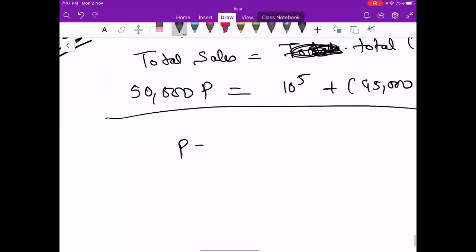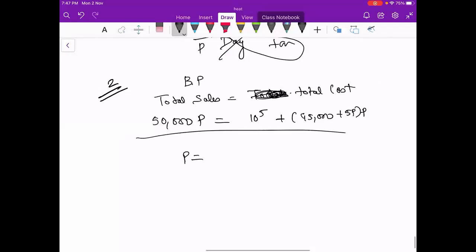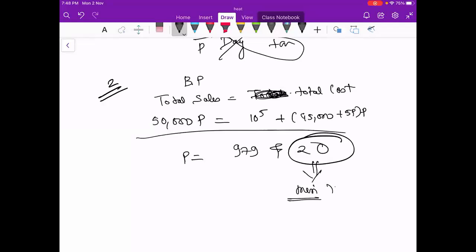So it is P equals to 979 and 20 will come. Okay. So the correct answer is 20 because we always want a minimum value.